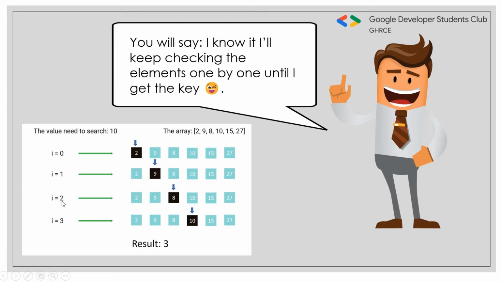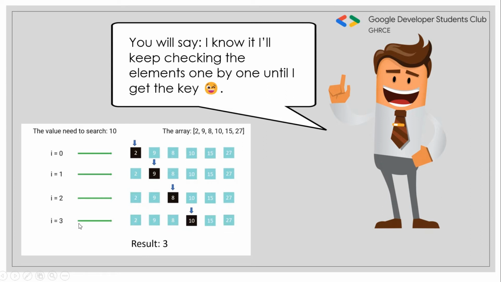Now we'll check the second index, which is the third element of the array, which is 8. We see that 8 is also not equal to 10, so we increment the index by 1. Now we are checking index 3, which is the fourth element, and we see that 10 is equal to 10. So yes, we found our element. The result will be 3. Why 3? Because this is the 0th index, this is first, this is second and third. So the third index has our target, the key. We found it. Yes, the approach that you told is correct.